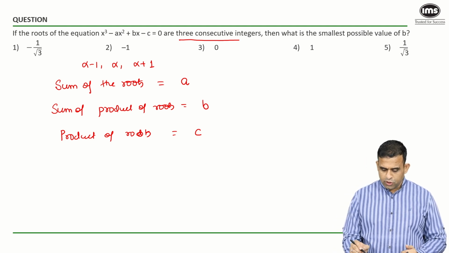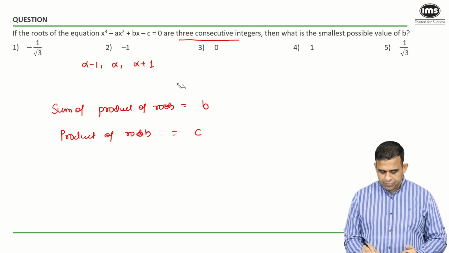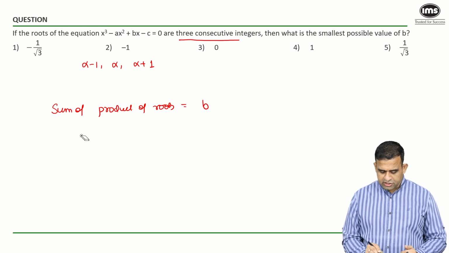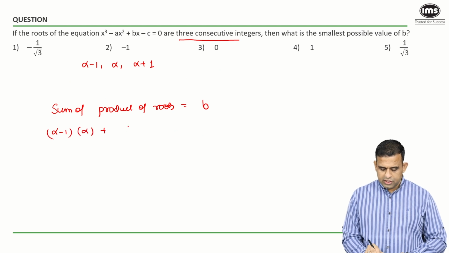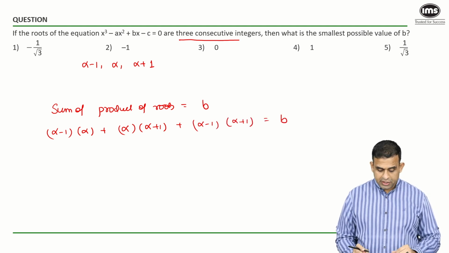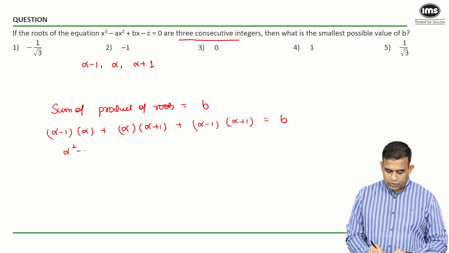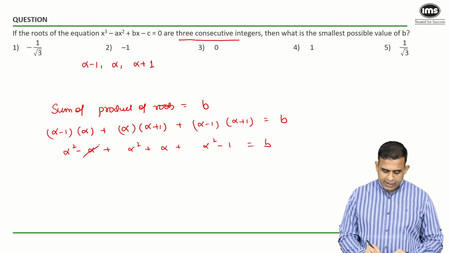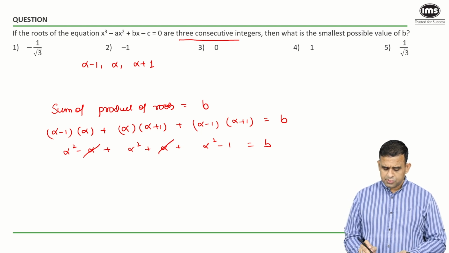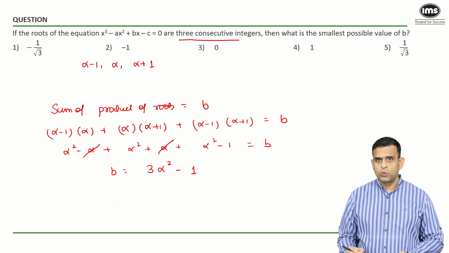Now since my concentration is going to be on the value of b, let's remove this. Suppose I write down this part: alpha minus 1 into alpha plus alpha into alpha plus 1 plus alpha minus 1 into alpha plus 1 is equal to b. So in this particular case, this part becomes alpha square minus alpha plus alpha square plus alpha plus alpha square minus 1 is equal to b. And now one can notice minus alpha plus alpha cancels out. We get the expression for b as 3 into alpha square minus 1.